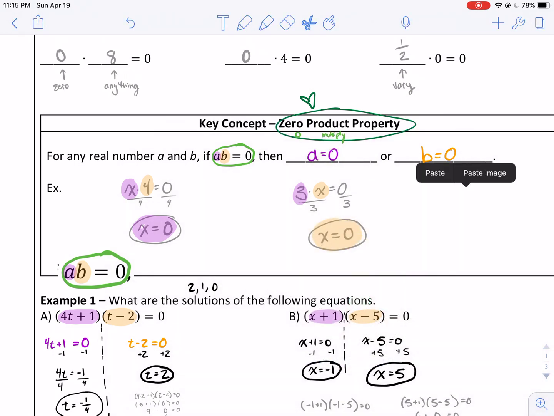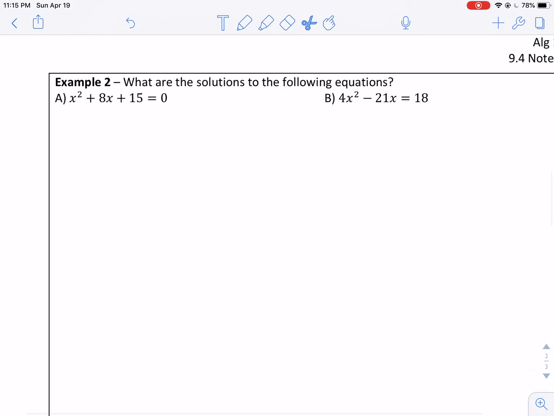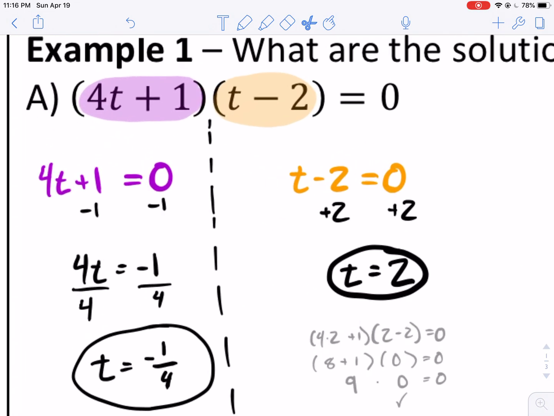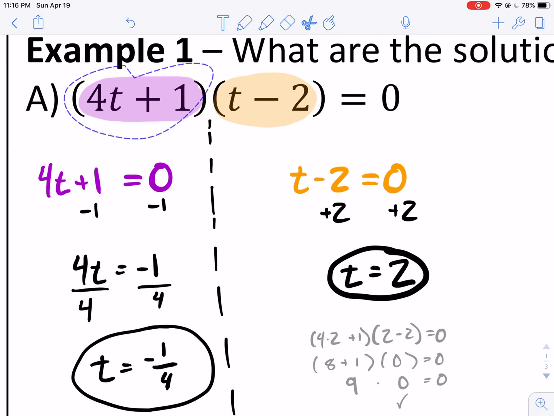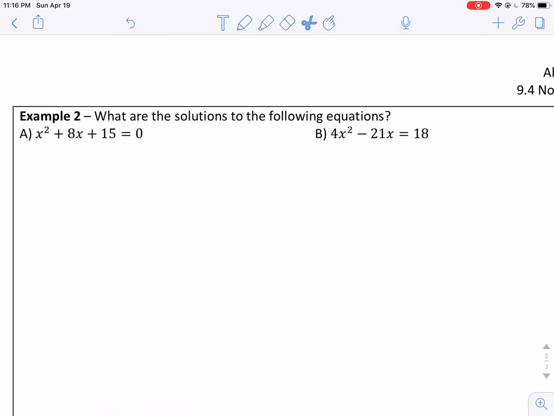Okay. Now we're going to take that same concept and apply it down here, except we need to do a little prep first. Here we had expressions already in factored form. We had something times something else. So first we need to factor, then split and set equal to 0.